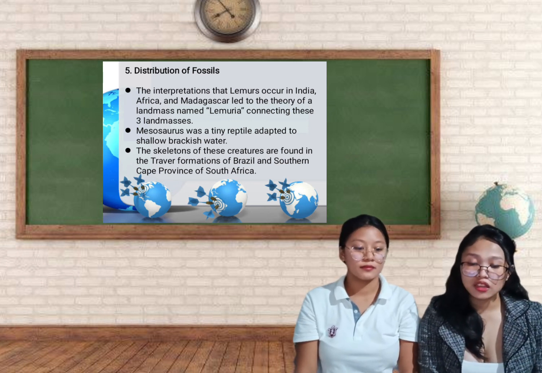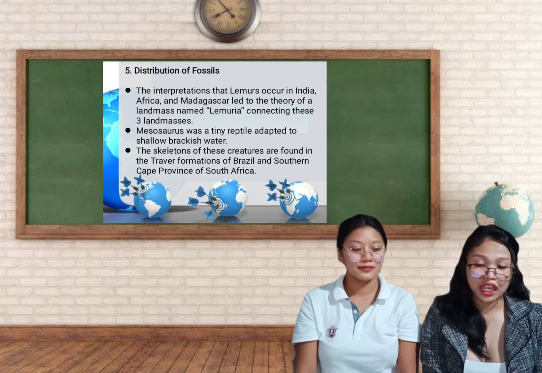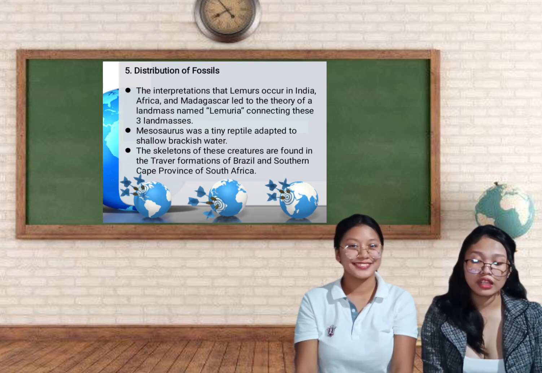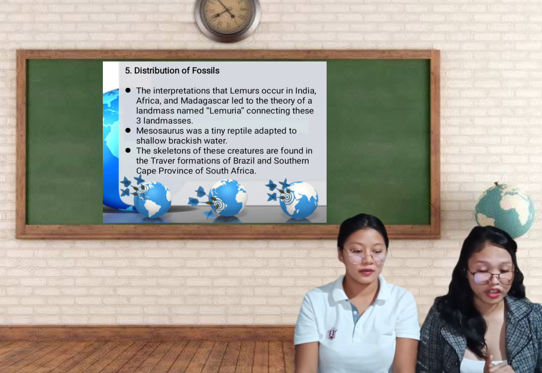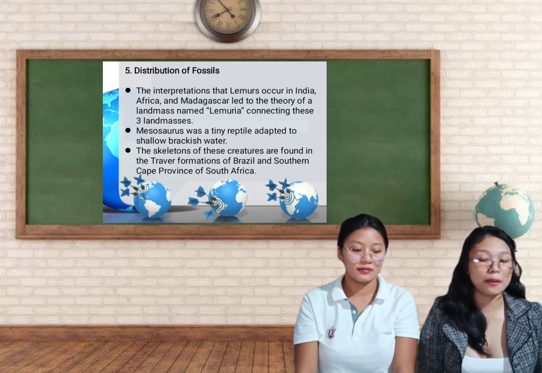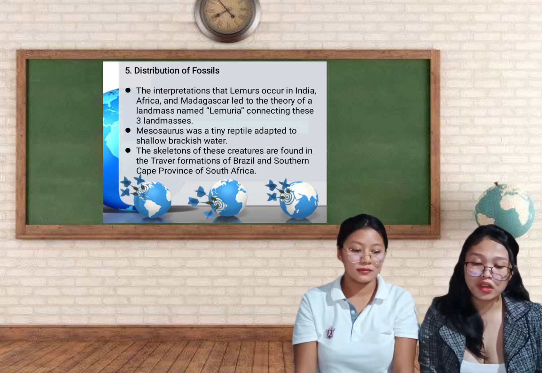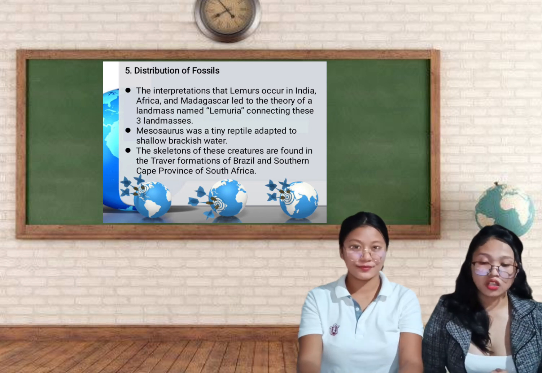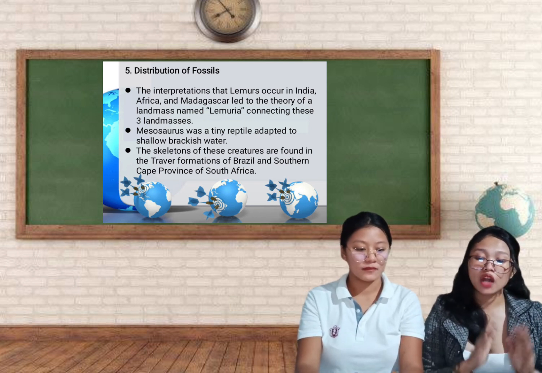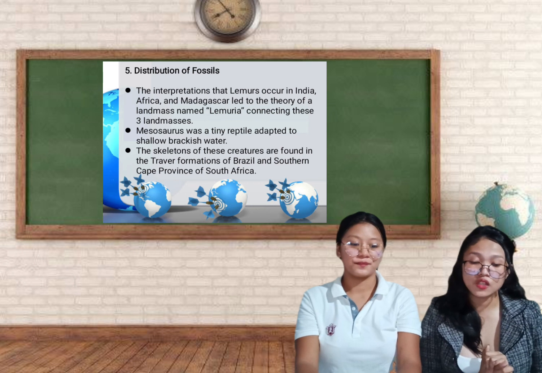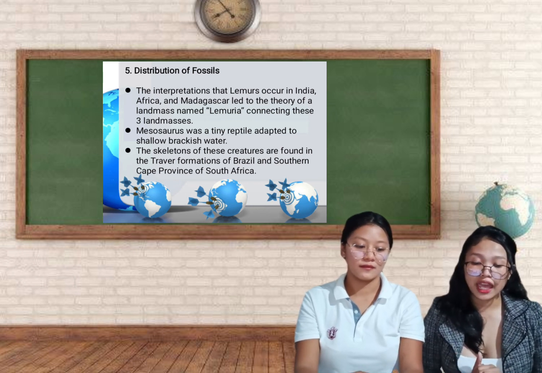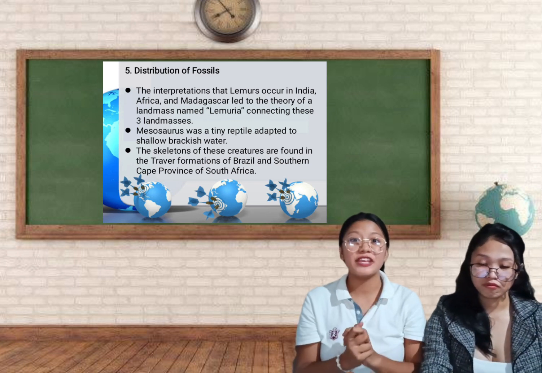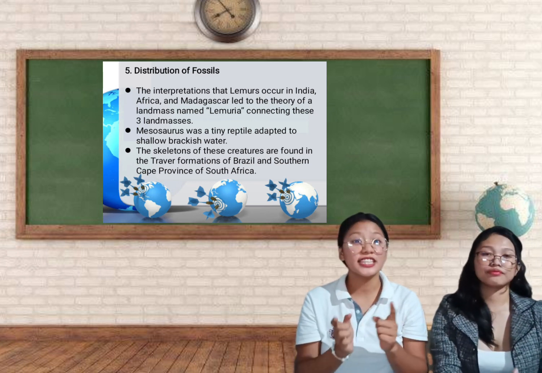The last one is the distribution of fossils. The interpretation that lemurs occur in India, Africa, and Madagascar led to the theory of a landmass named Lemuria, connecting these three land masses. Mesosaurus was a tiny reptile adapted to shallow brackish water. The skeletons of these creatures are found in the Irati formations of Brazil and the Southern Cape province of South Africa. So those are the 5 evidences of Wegener's continental drift theory.